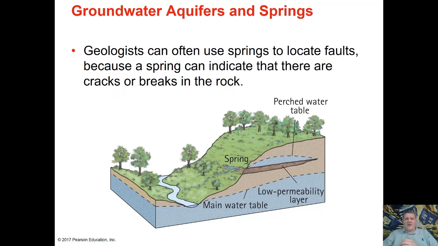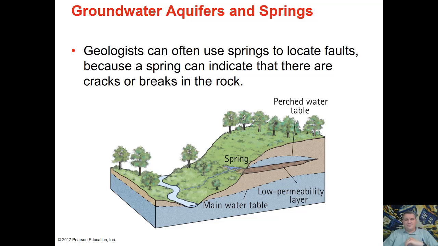Okay, because of the way that these springs work, geologists can actually use the location of springs to figure out where fault lines are. So we have this bedrock with low porosity and permeability. Regions where it is broken can actually lead to springs, which you can then trace and figure out exactly where the fault is.